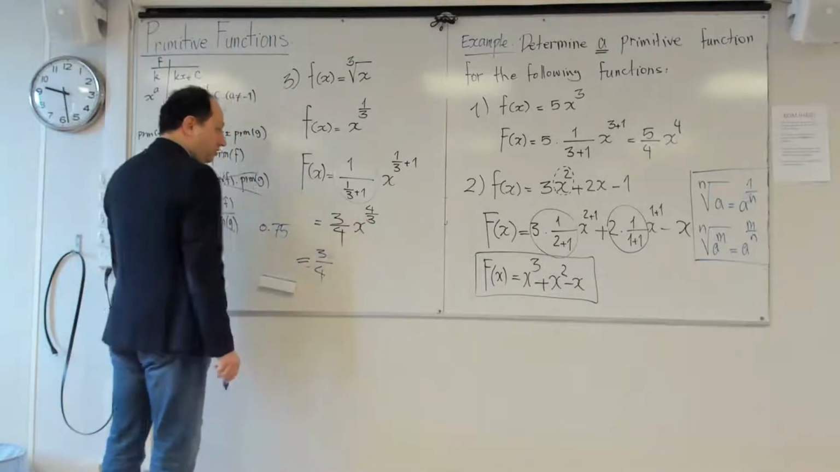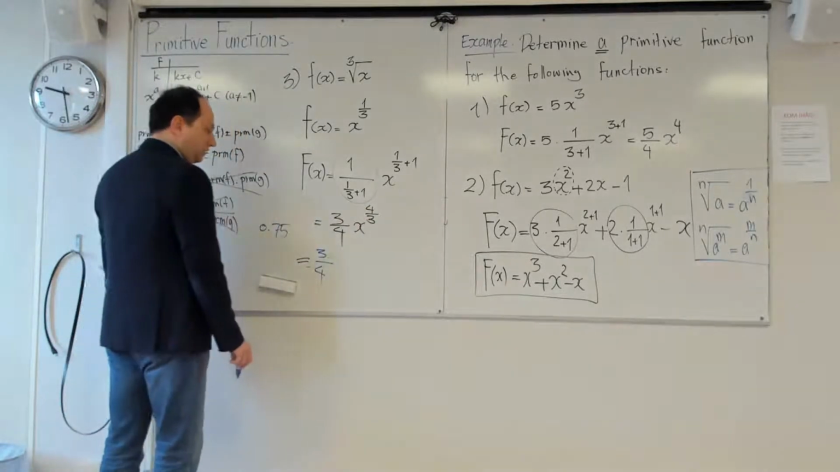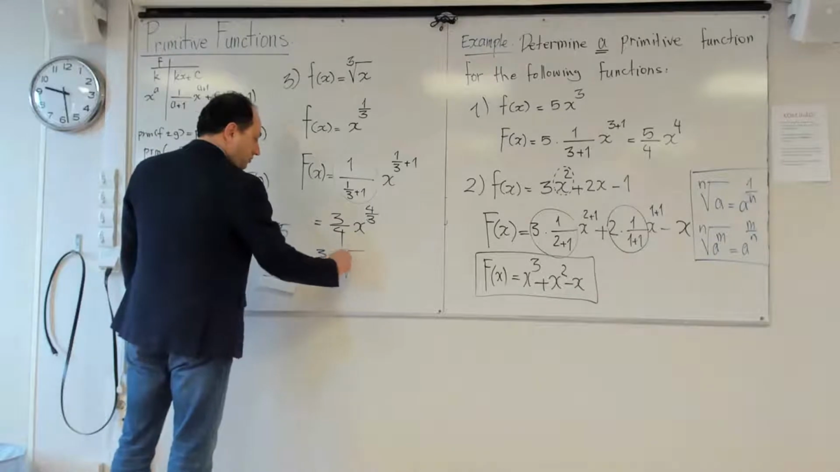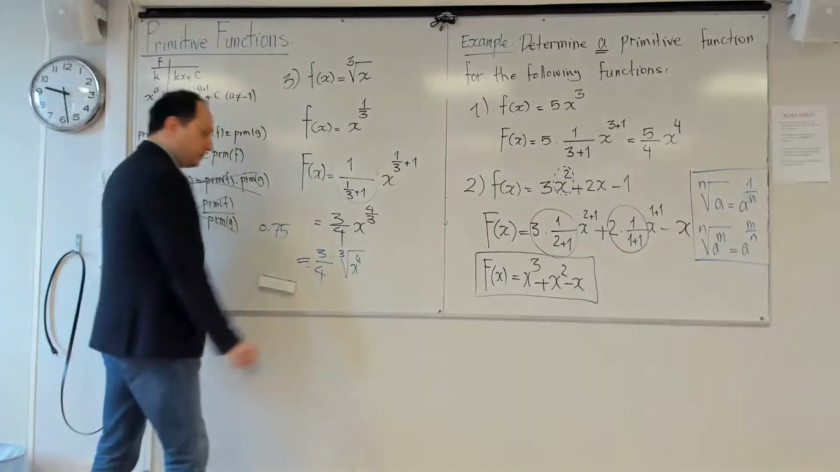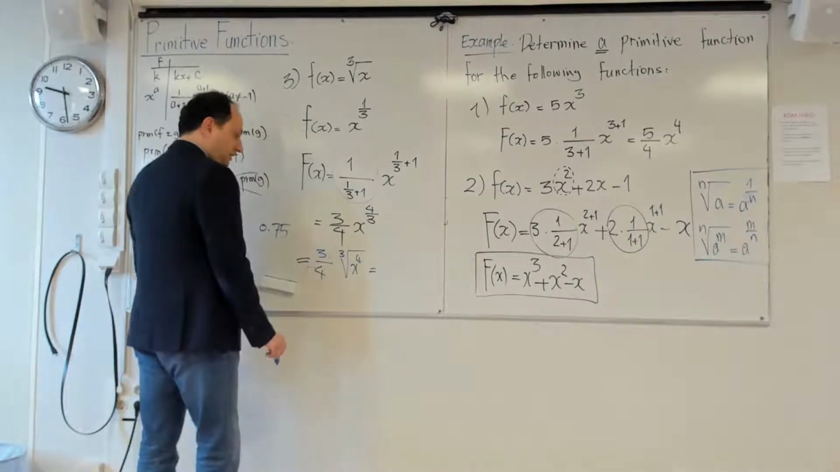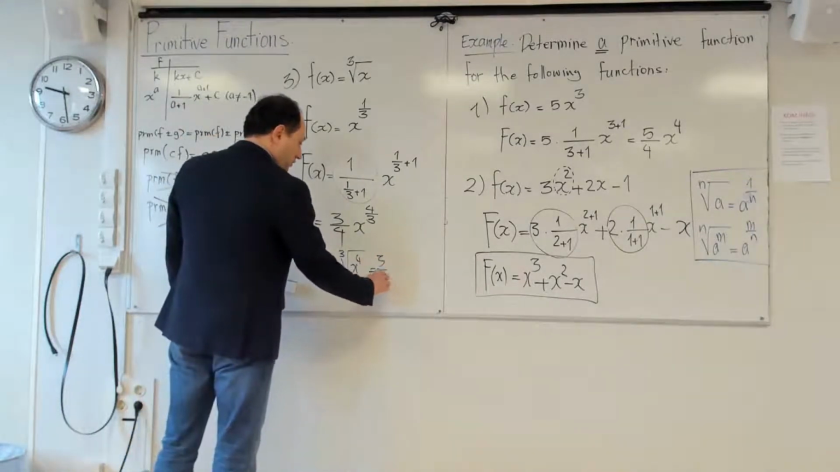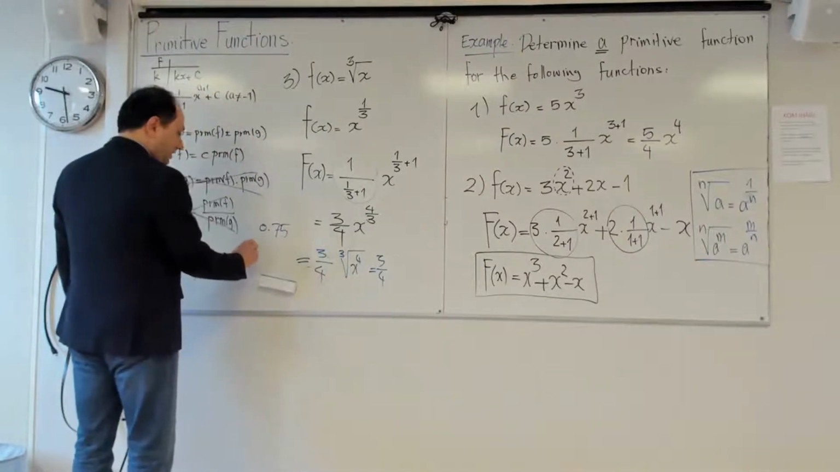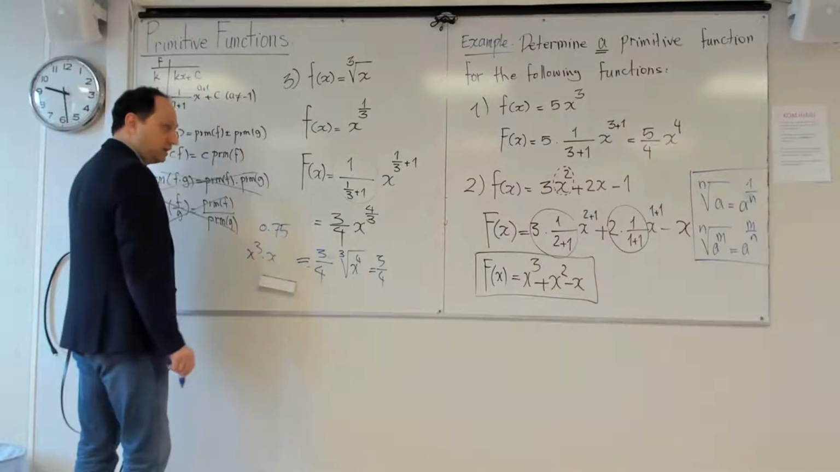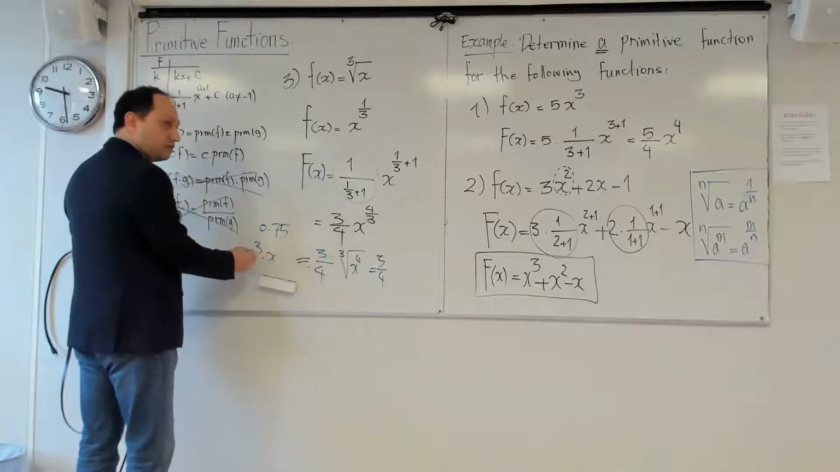So x to the power of 4 over 3. What can I write that as? The third root of what? X to the power of 4. Yes? But can I do better? Yes. X to the 4, what can I write x to the 4 as? I can write it as x to the 3 times x. Do you agree? But the third root of x to the 3 is just x.